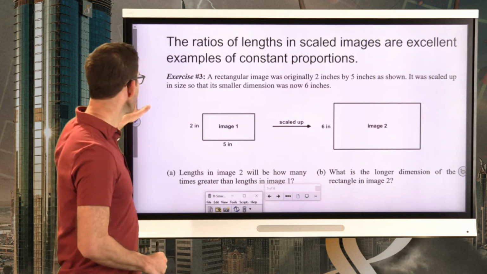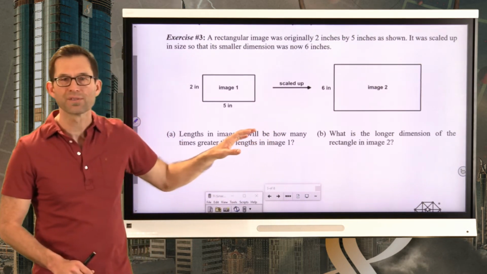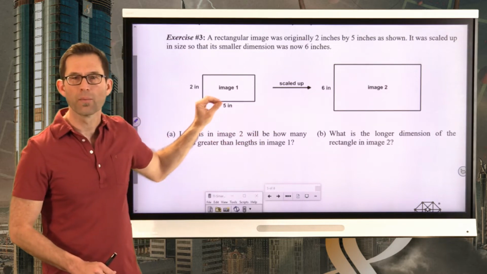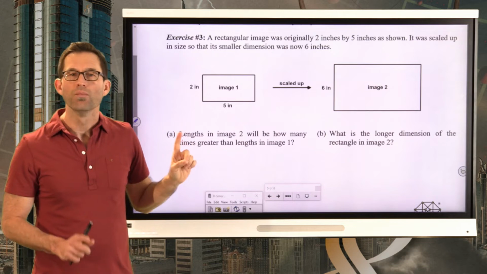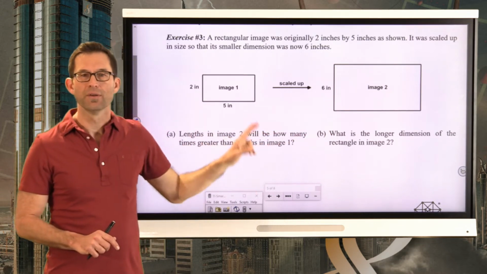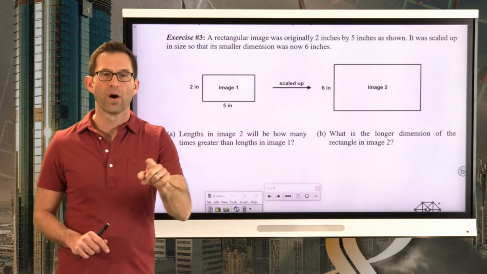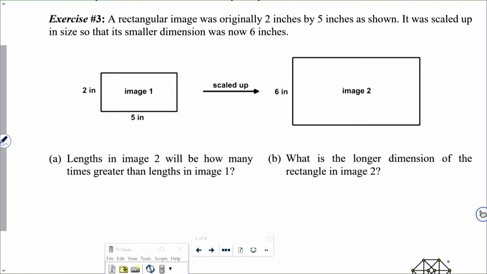All right, well, this is actually quite an easy problem. When you just look at this, here we've got this image and we've kind of blown it up to make it into this image. So very simple. How many times greater are the lengths in this image than the lengths in that image? Pause the video now and you should be able to write down a very easy answer.